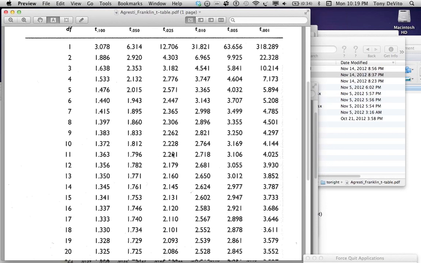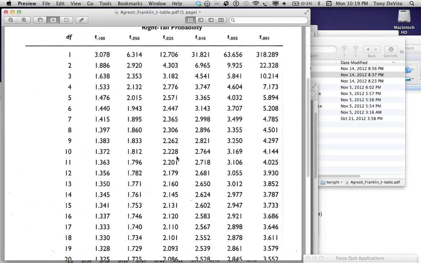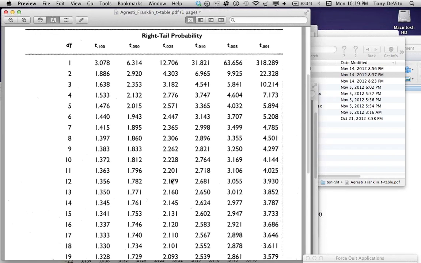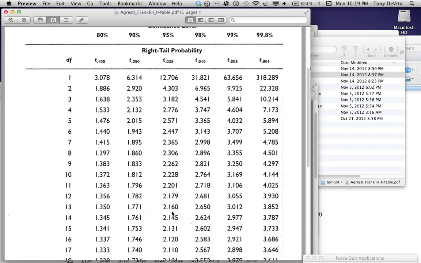We're going to use, let's see, here we go, 2.201. Yep, 11 degrees of freedom, 2.201. That value right there. Okay, 95% and 11 degrees of freedom. So we're going to use 2.2 instead of 1.96.